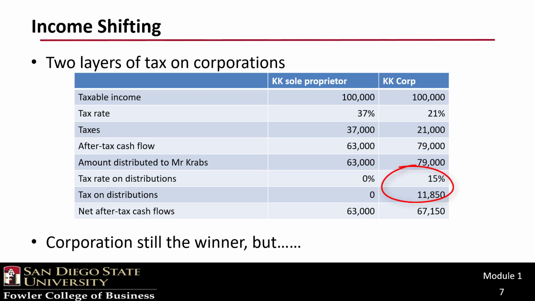Krabs, he has to pay dividend tax of 15% on that. So there's a second layer of tax on that dividend, which means that the net after-tax cash flows are $63,000 as a sole proprietor and $67,000 plus change as a corporation. So again, it would appear the corporation is still the winner.